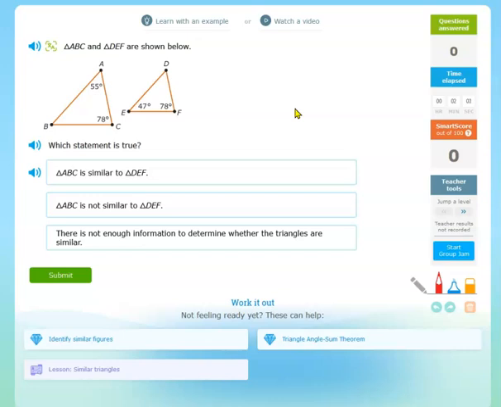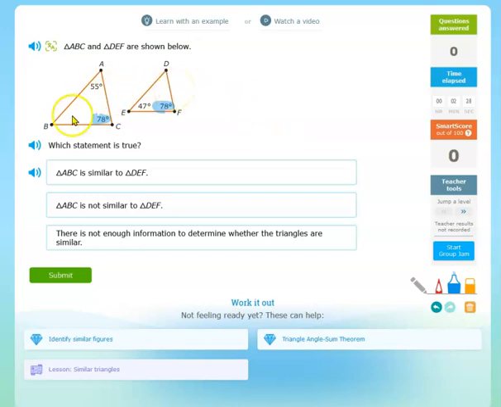So looking at these, I can see that we've got one pair of angles between them that are the same. So we've got the 78 and the 78. The other two are not the same. That does not mean that they're not similar, though, because we still have these third angles here that might be the same; this one might be 55 and this one down here might be 47.